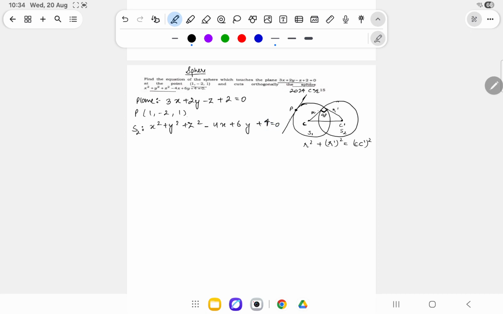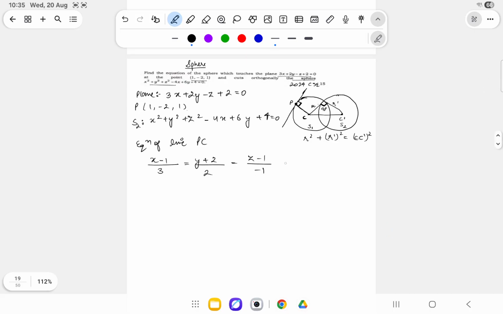Since the plane is tangent to the sphere and we know the point where it is touching the sphere, if I draw a line between P and C, the line PC must be perpendicular to the plane. So using this result I can find the equation of line PC. The equation of line PC will be (x minus 1) upon 3 equals (y plus 2) upon 2 equals (z minus 1) upon minus 1. Here 3, 2, minus 1 are the direction ratios of the normal to the given plane.